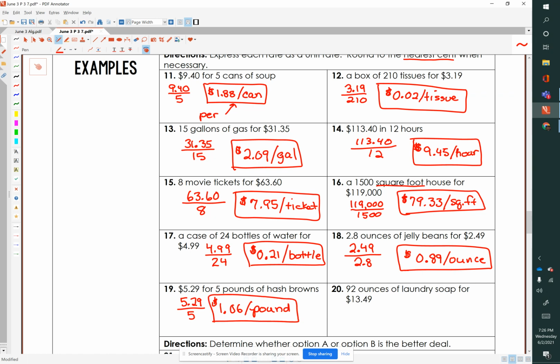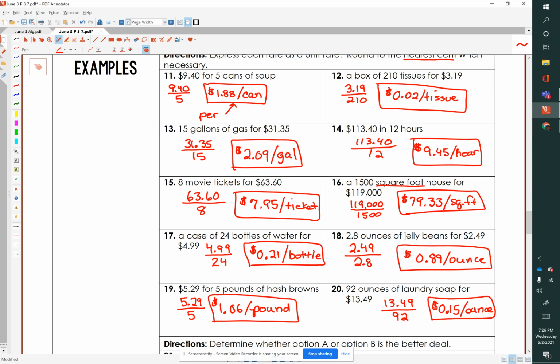So under this pricing scheme, if you only bought 1 pound of hash browns, you should be paying $1.06. And finally, number 20, 92 ounces of laundry soap, that's laundry detergent, for $13.49. So we start with the price in the numerator. We don't need the dollar sign just to do the math. With the quantity, in this case 92 ounces, in the denominator. And that comes out to 0.15, 15 cents per ounce of laundry detergent.